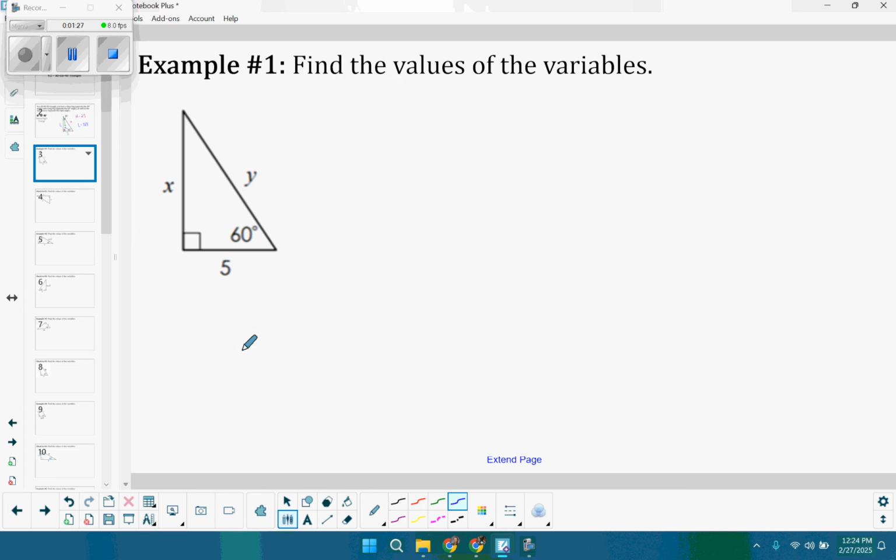So for example 1, I'm going to label all of my sides. If this angle is 60, opposite that is the long leg. Across from the right angle is the hypotenuse. And then that angle had to be 30, so that's the short leg.